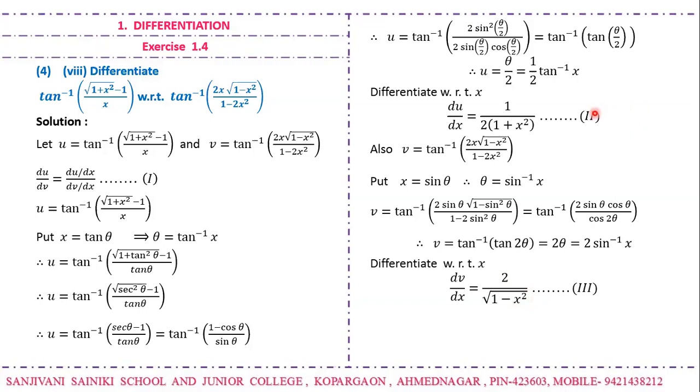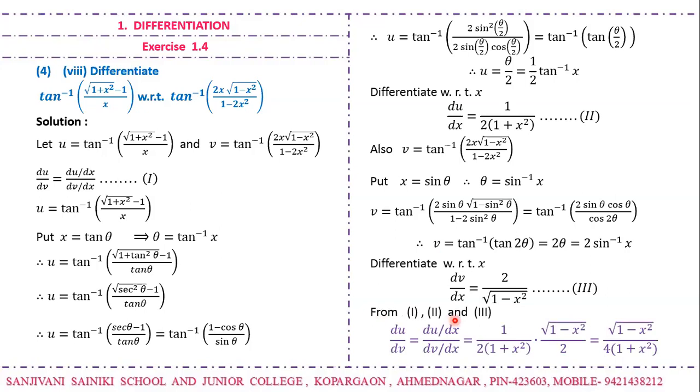Now we will use the second and third equation in this first equation. So what you got, du by dv is equal to du by dx upon dv by dx is equal to 1 upon 2 times 1 plus x square multiplied by its reciprocal, root 1 minus x square upon 2. So root 1 minus x square upon 4 in bracket 1 plus x square is the required answer.